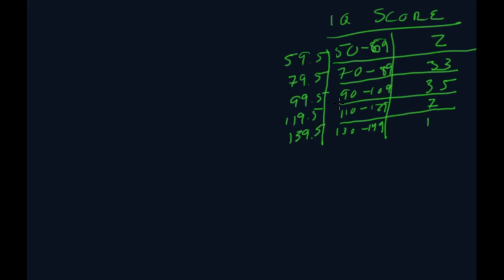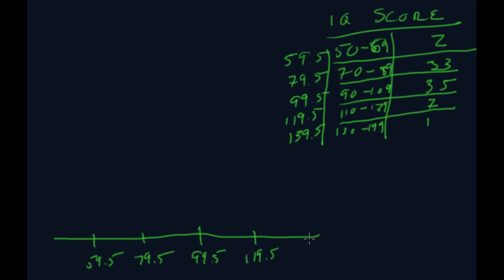And we're going to build a little graph using those midpoints. So along the bottom of the graph, we're going to have those midpoints: 59.5, 79.5, 99.5, 119.5, 139.5. We might extend it a little bit further. We might drop down here to 39.5 and up here to 159.5. And then we're going to put in dots that represent those frequencies.